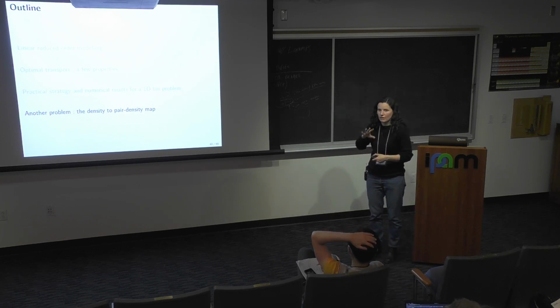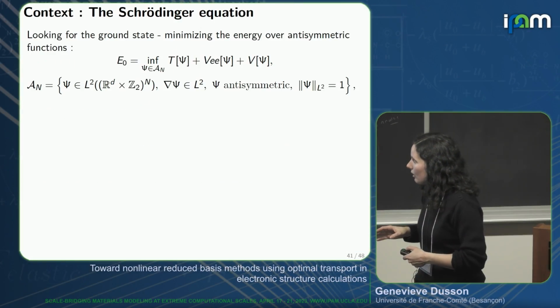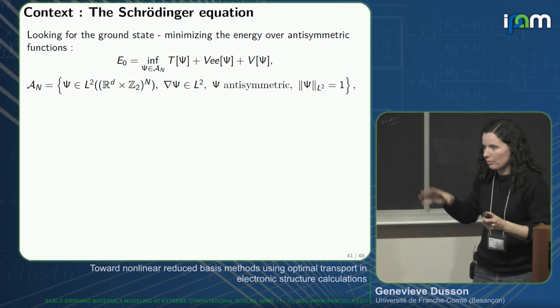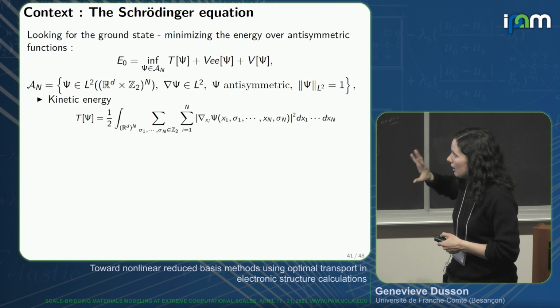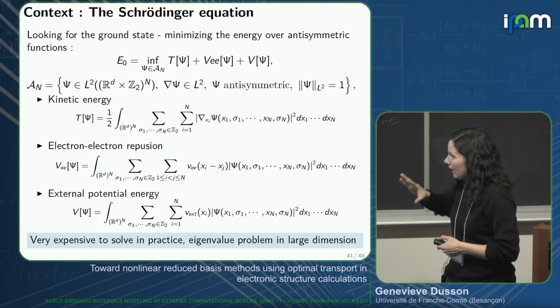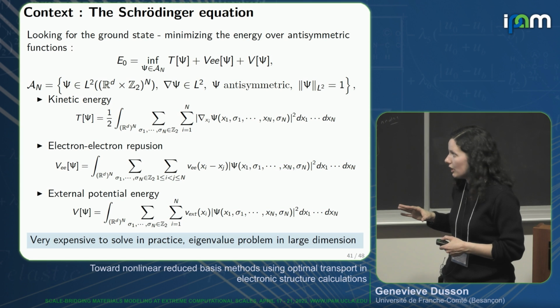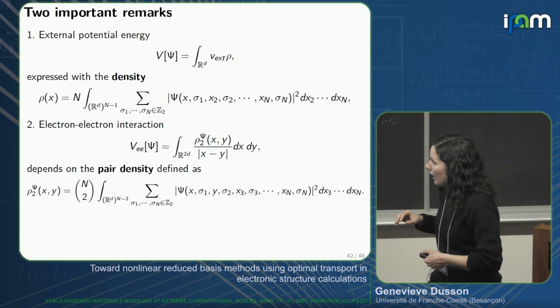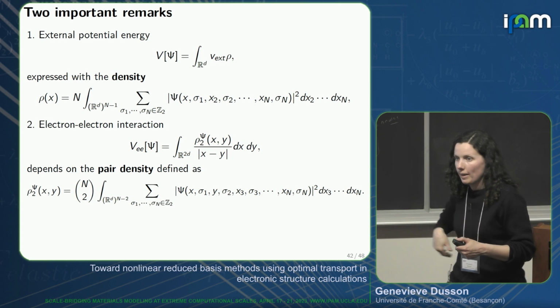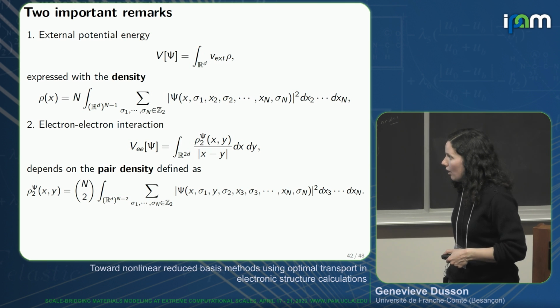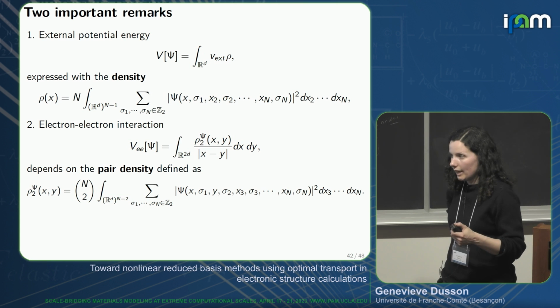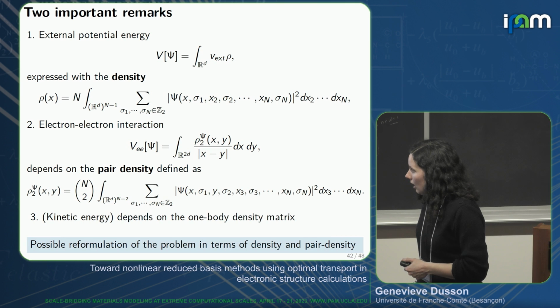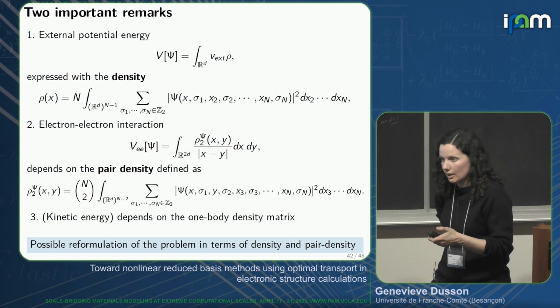Okay, so I'll just mention a little bit about a different problem, which is the approximation of the map from the density to the pair density. Here the context is the Schrödinger equation and the electronic part of the energy, which can be explicitly written as an integral depending on the pair density, where the pair density is defined as the modulus square of the wave function integrated out over all variables except two. The idea, in what I will show in the next few minutes, is to try to have an efficient approximation of this energy.